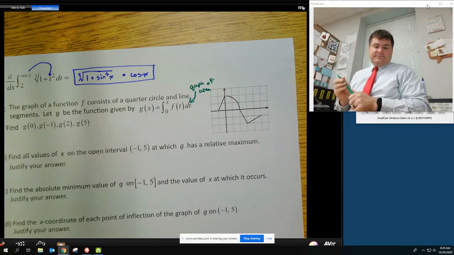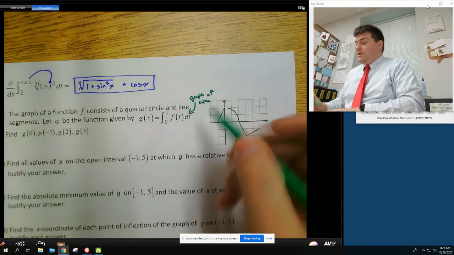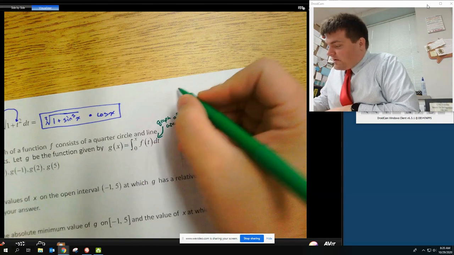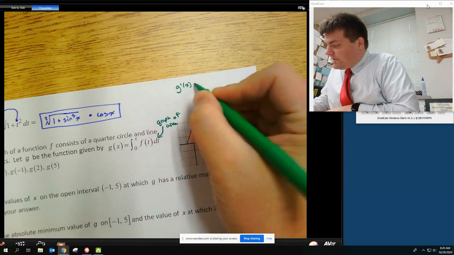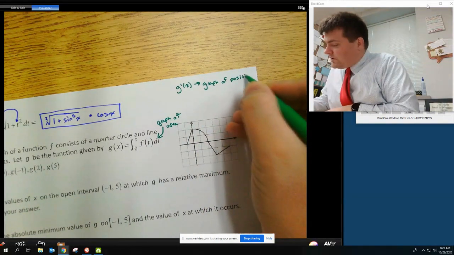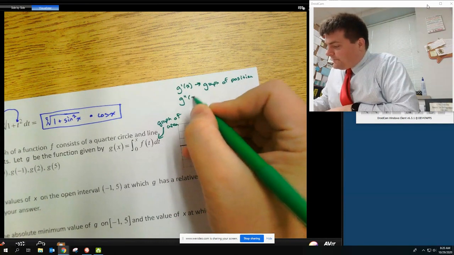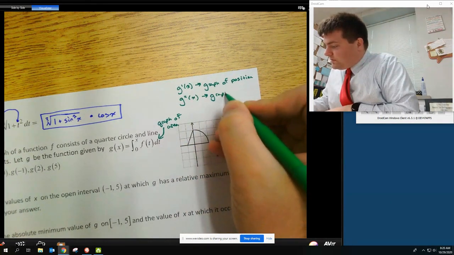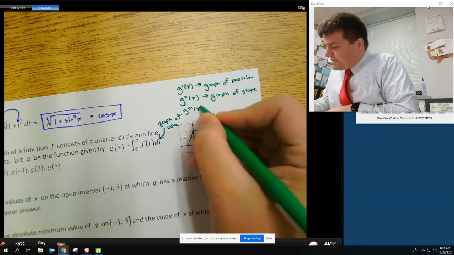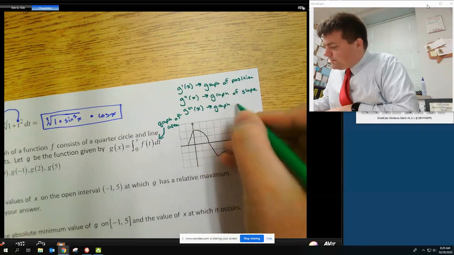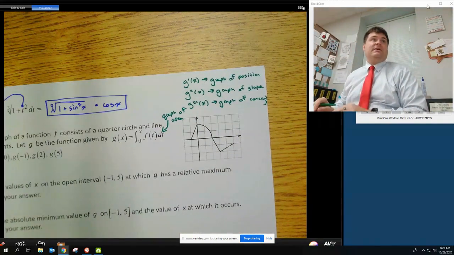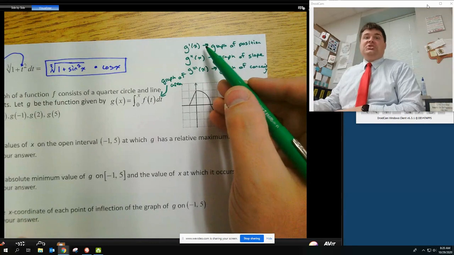Okay? So just real quick, if you have a graph of area, so G is a graph of area, in this case G prime would be a graph of position. G double prime would be a graph of slope. And G triple prime would be a graph of concavity. Well, I kind of ran out of room, but it's a graph of concavity. Okay, so essentially everything just got shifted, if that makes sense.